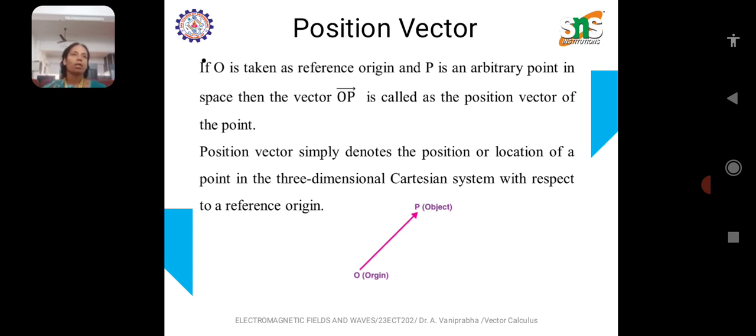Position vector. We have discussed this already. That is, if a person or an object moves from its initial position to some distance, then that is named as position vector. For example, if O is the reference origin point and P is some other point in space, then OP is called the position vector of that point. Position vector simply denotes the location of the point in the three-dimensional system with respect to the origin.